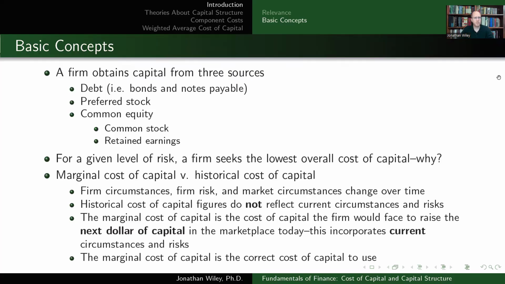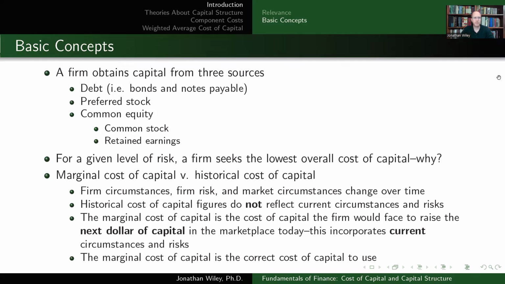All right, so in this video, I'm going to talk about a few basic concepts associated with the cost of capital and capital structure. So let's start with the real basic piece here. A firm obtains capital from fundamentally three sources. So some form of debt, so this could be bonds payable, notes payable, some kind of debt or liability, preferred stock, and common equity.